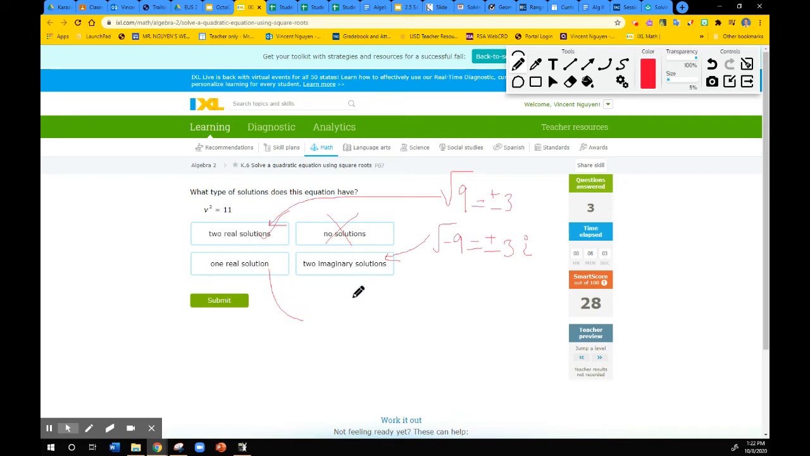And when do I get one solution? I get one solution when I'm square rooting a 0. When I square root a 0, it's just 0, because 0 doesn't have plus or minus. So when I'm square rooting a 0, I know I'm going to have one solution. So if you look at this problem, you're going to end up square rooting a positive 11. When you square root a positive number, you're always going to end up with two real solutions. So that is going to be our answer. Again, two real solutions.